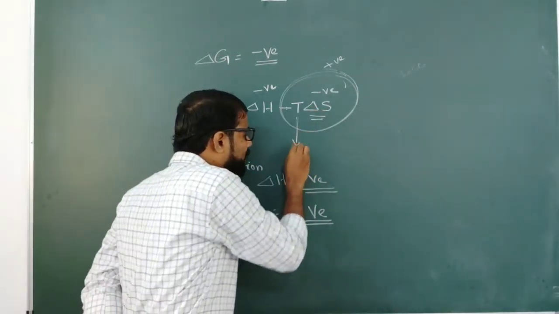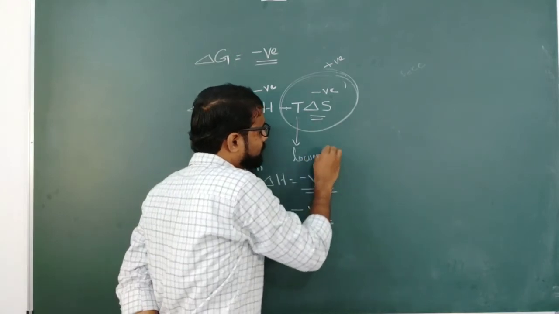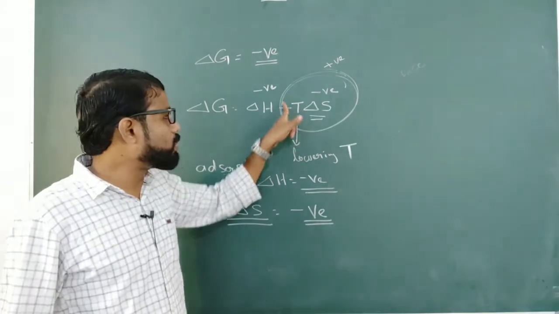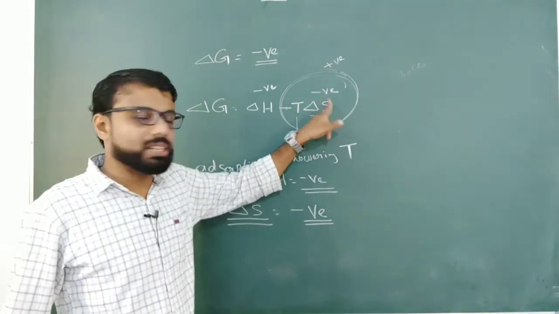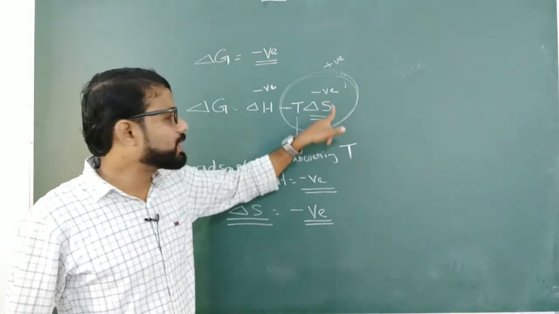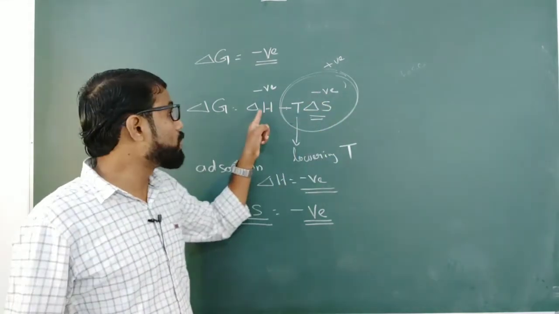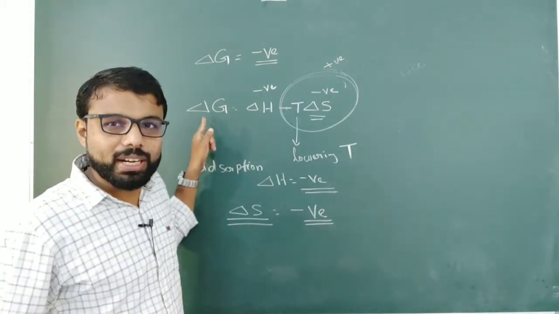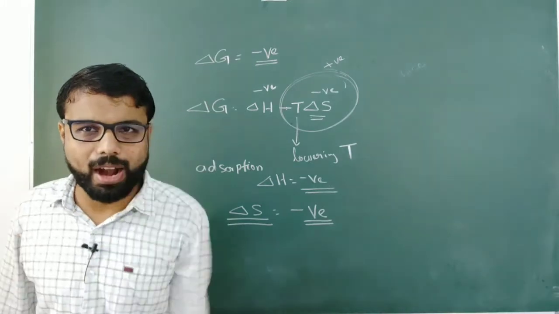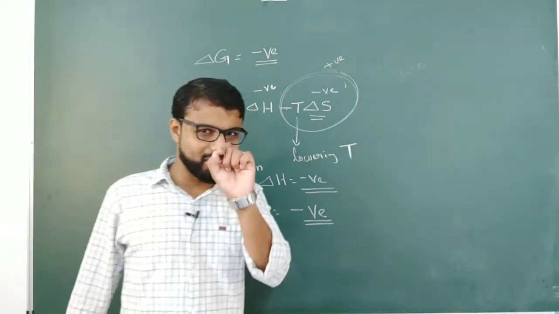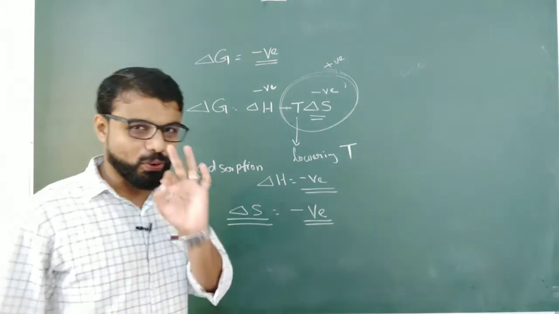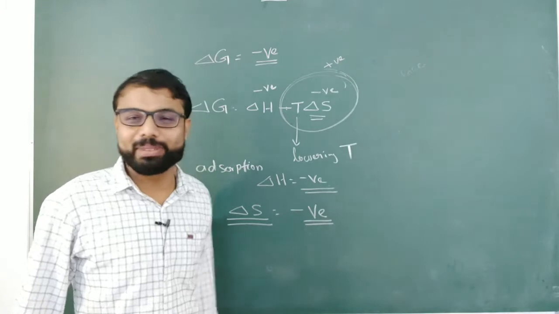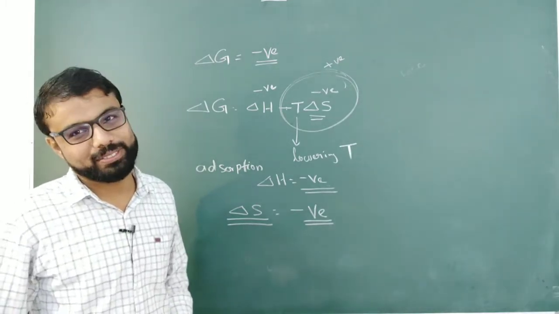By lowering the temperature. When the temperature is small, the T delta S term is a small positive and the delta H term is a big negative, so delta G will be negative. If delta G is negative, the process will be spontaneous. Therefore, for adsorption, which temperature is favorable? Lower temperature will be favorable.